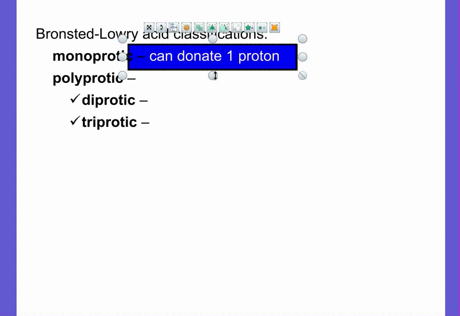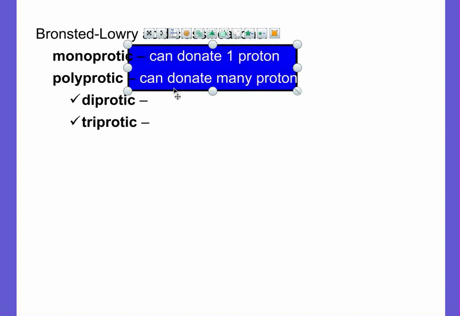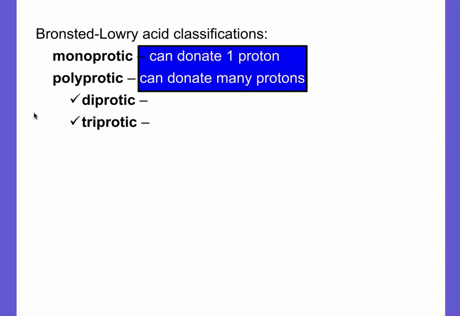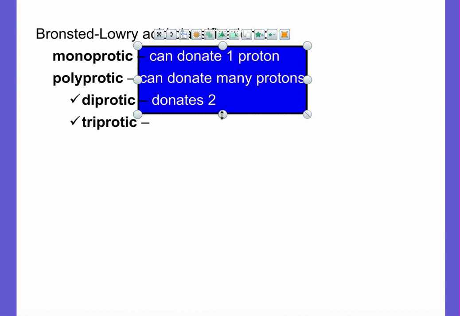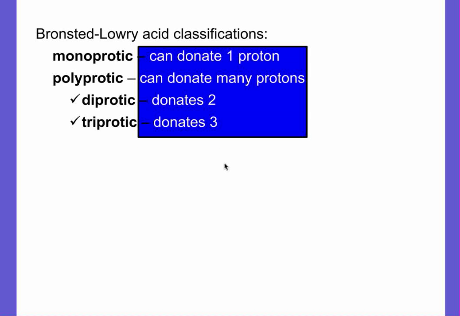But they may also be polyprotic. So they could donate many protons. Many being generic, it might be 2, it might be 3, whatever. If it is 2 protons, like that sulfuric acid that I just showed you, then it's called diprotic. Sulfuric acid is a diprotic acid because it has 2 hydrogen ions that can be donated. But it can also be triprotic. It might donate 3 protons.